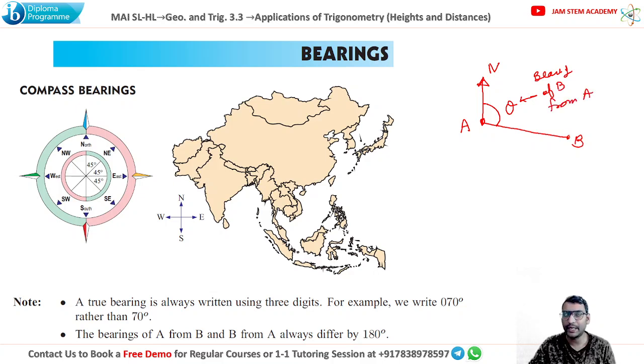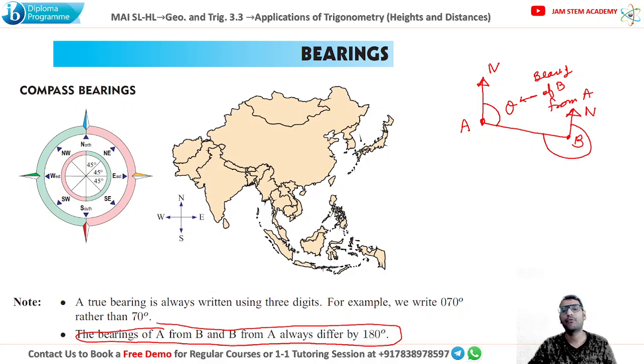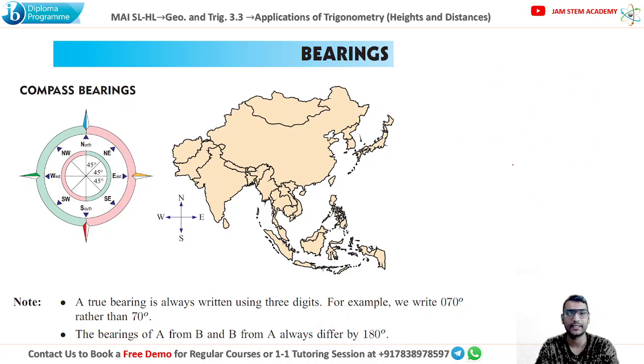Now if it says find the bearing of A from B, again we need to draw north here, and we are looking for this angle. Remember these results: the bearing of A from B and of B from A always differ by 180 degrees. So in this case, if this angle is theta, the bearing of A from B will be 180 plus that angle theta. We are going to need these results later.